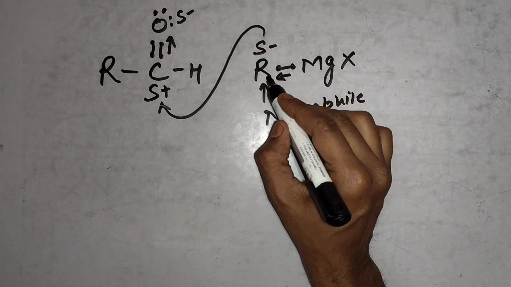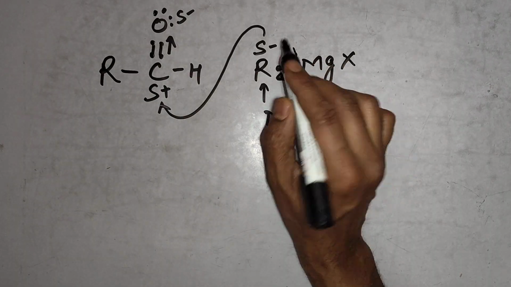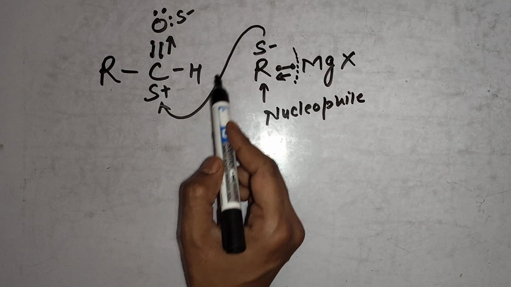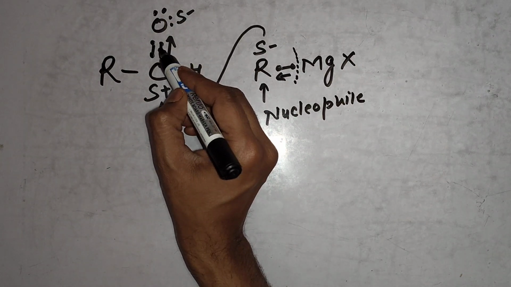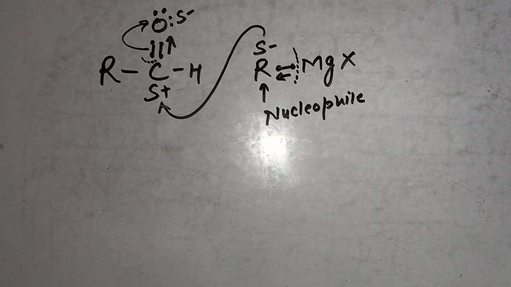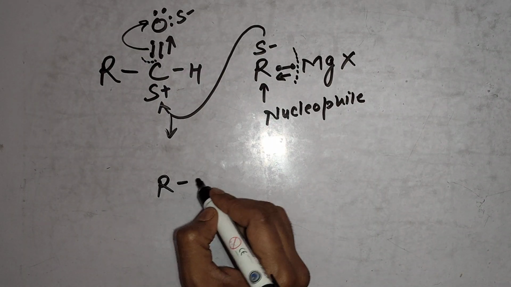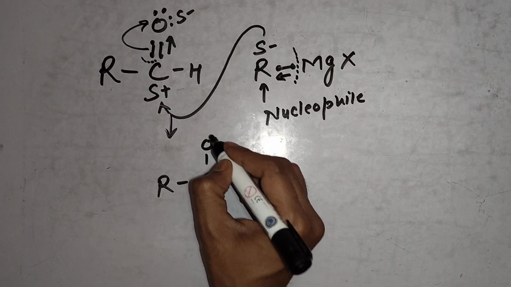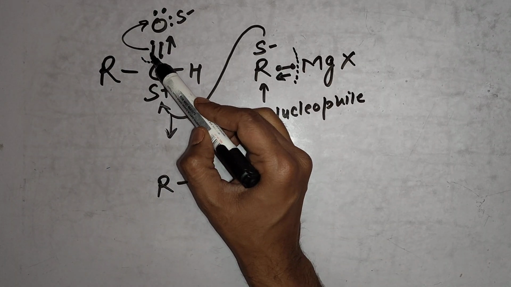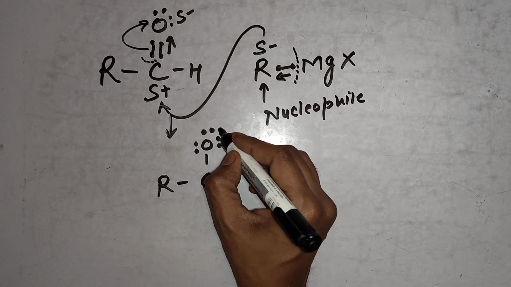Now, obviously, when R and Mg bond will break, both electrons will go with R because carbon is more electronegative than magnesium. When it is going to make bond with carbon, pi bond will break and both pi electrons will shift toward oxygen because oxygen is more electronegative than carbon. So, next condition will be this. Now, because oxygen got one extra electron of the carbon, it will carry a -1 charge.